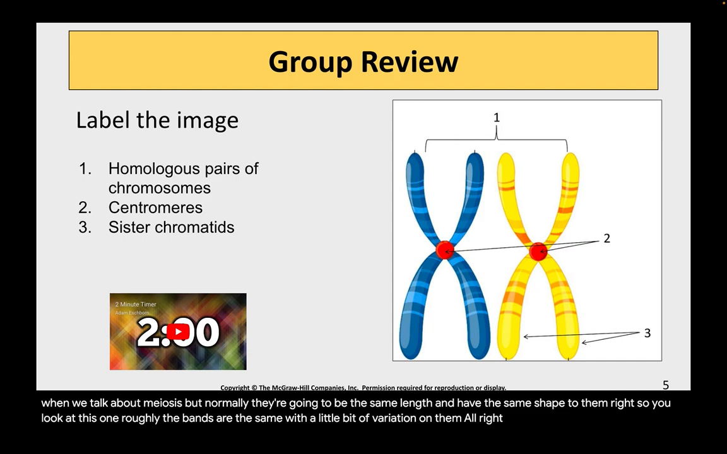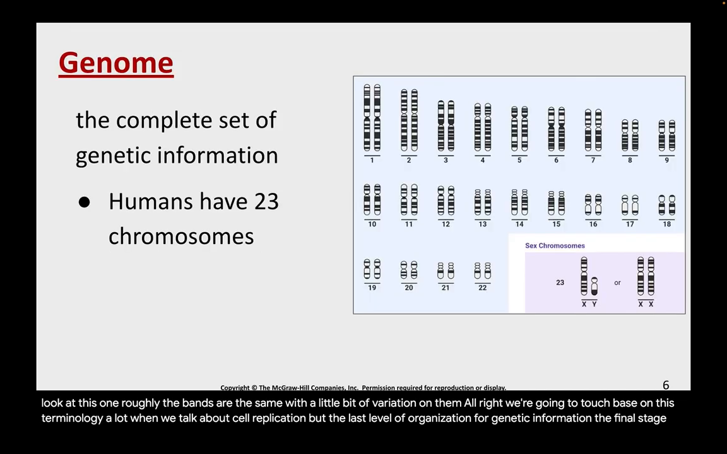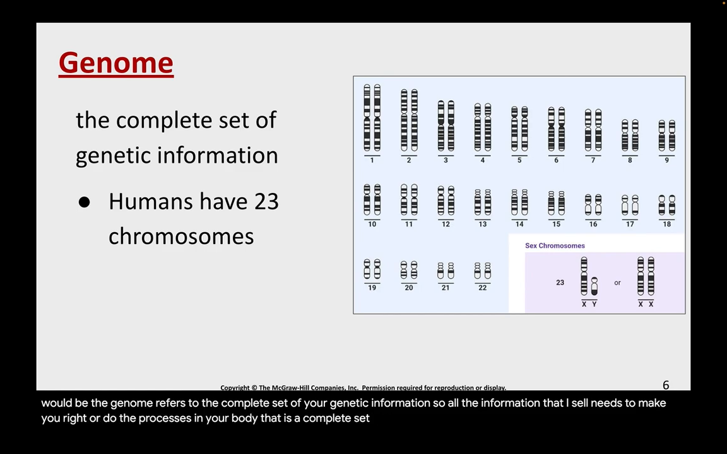All right. We're going to touch base on this terminology a lot when we talk about cell replication. But the last level of organization for genetic information, the final stage, would be the genome. The genome refers to the complete set of your genetic information, so all the information that a cell needs to make you or do the processes in your body. That is the complete set. So up here we have the genome for us, for humans.